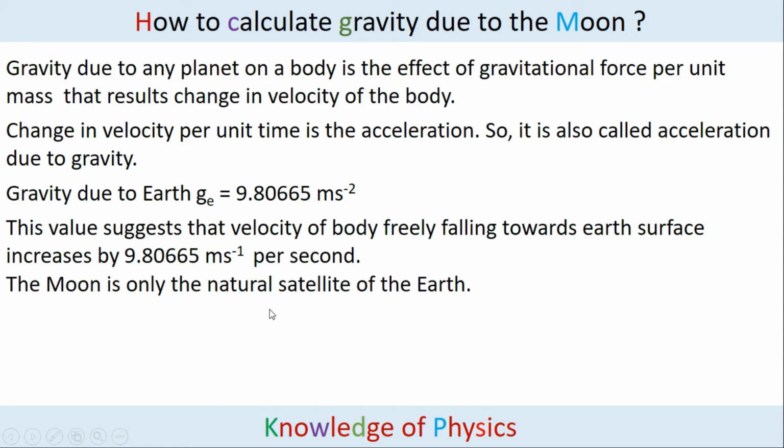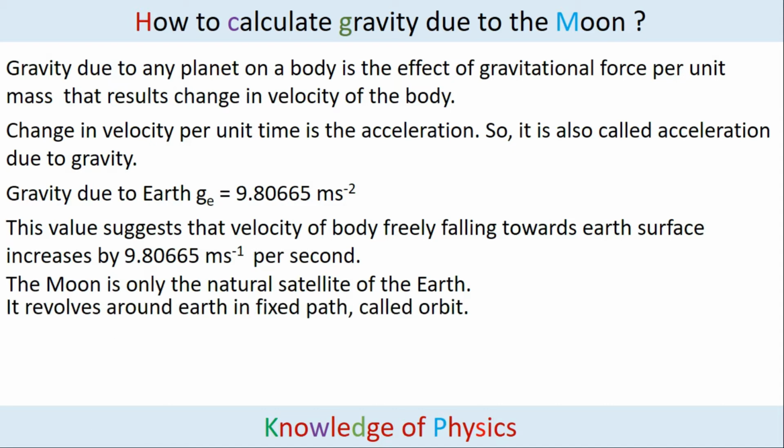Now let me tell you something about moon. As you know, the moon is the only natural satellite of the Earth, and the moon revolves around Earth in a fixed path, and the path of moon is called orbit. Orbit is the path through which the moon revolves or moves around the Earth.